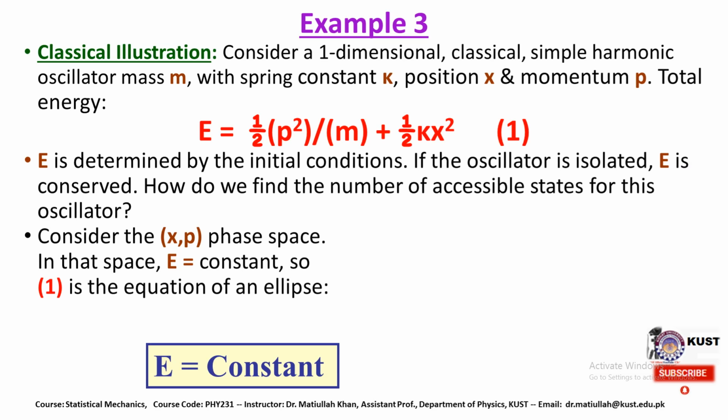If the oscillator is isolated, E is conserved. How do we find the number of accessible states for this oscillator? What we need is a phase space. In this space, the energy is constant. The first thing is that equation 1 is the equation of an ellipse. We will consider this in the upcoming slides.